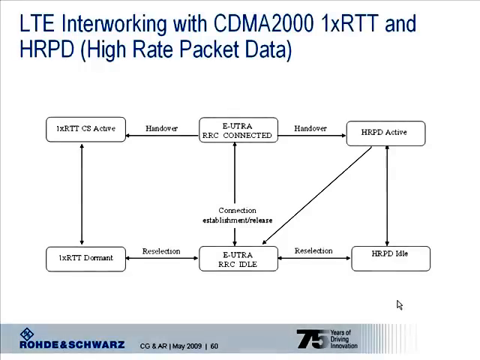Of course, not only transition from LTE to GSM EDGE and wideband CDMA HSPA, but also between LTE and CDMA2000 based technologies is required. And this is true for both HRPD, high rate packet data, and for 1xRTT circuit switched services. This figure again shows the allowed state transitions between RRC connected and the CDMA states, and RRC idle and the CDMA states. Note that CDMA2000 messages are sent transparently to the UE over the EUTRAN, with the base station and the MME acting as relay points.